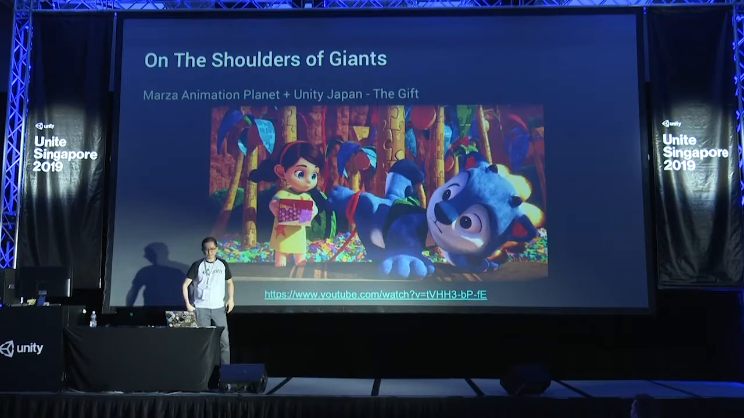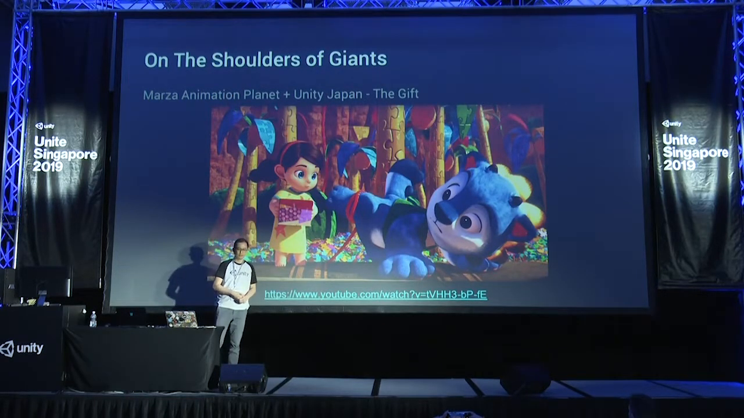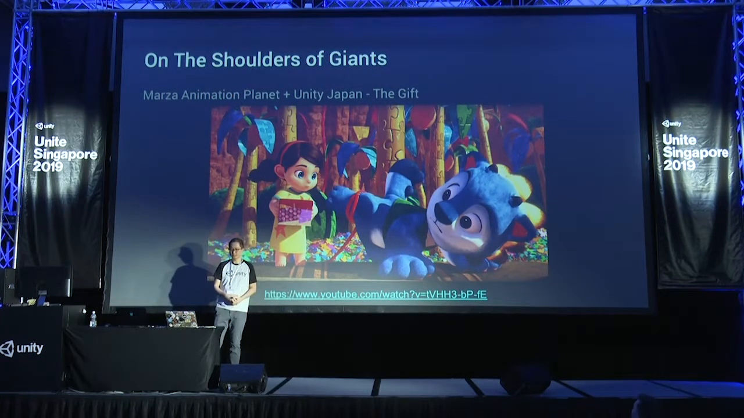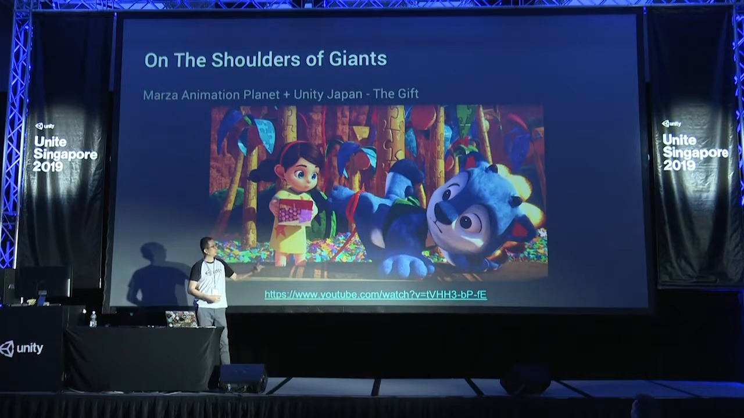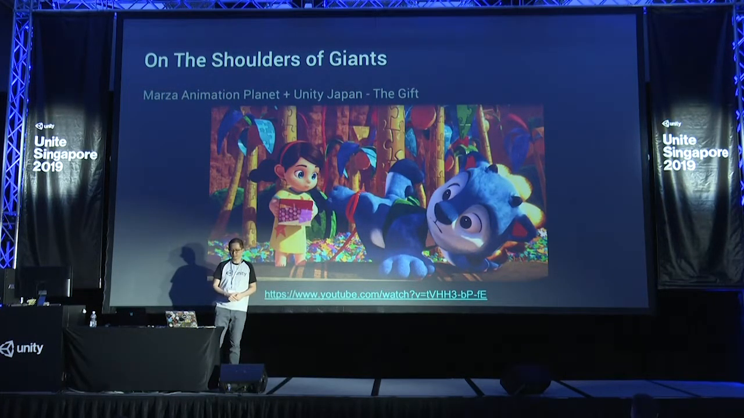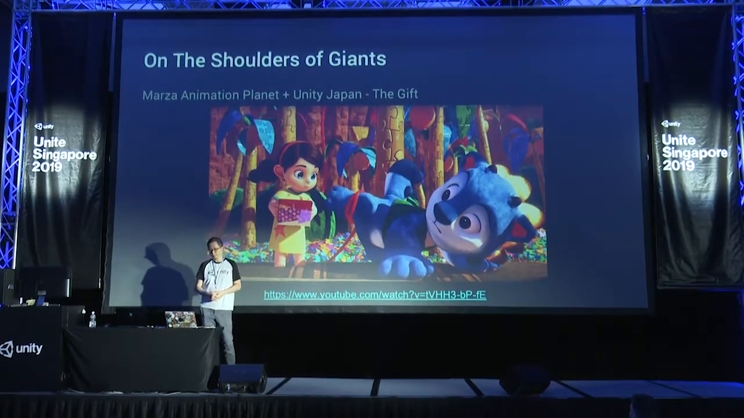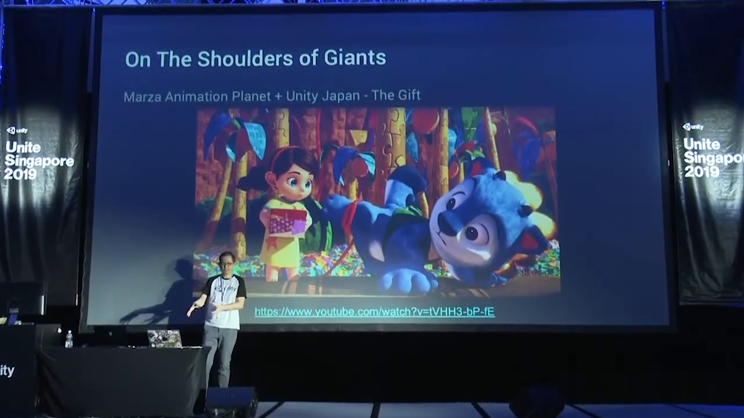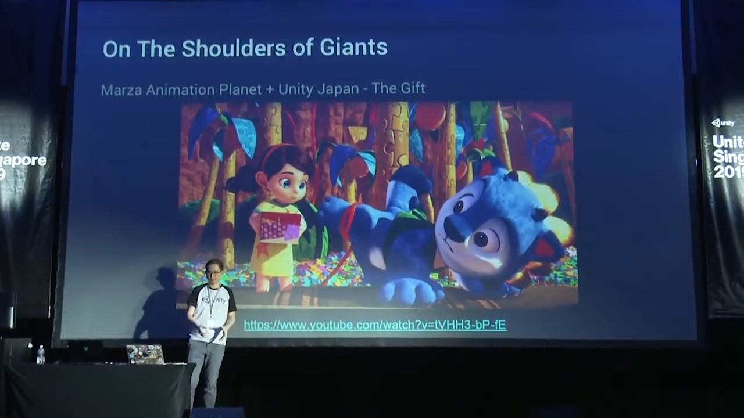So the whole idea of fur in real time came from Marza Animation Planet, who produced this shot with Unity Japan, called the GIF. And this doll here, the blue color doll that you see, has fur. So this was in 2017 or 2016, quite a while ago. And the fur looks pretty good in this shot. And the whole idea of the fur in Sherman is actually based off of that idea from Marza.